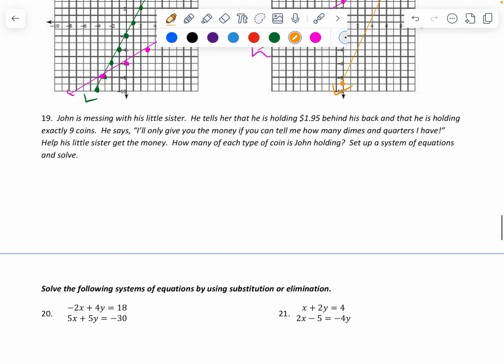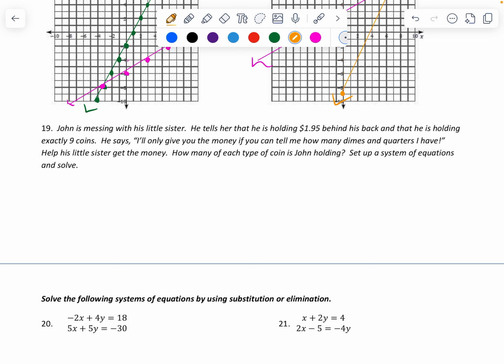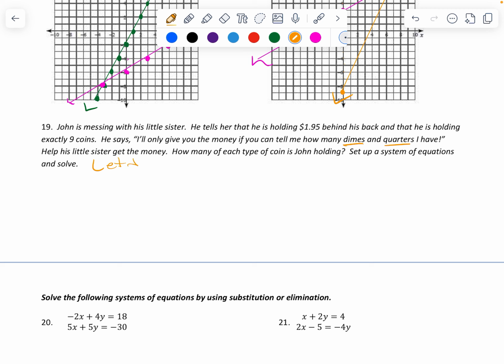John is messing with his little sister. He tells her that he is holding $1.95 behind his back, and he is holding exactly 9 coins. He says, "I'll give you the money if you tell me how many dimes and quarters I have." Help his little sister get the money. How many of each type? So we're looking for dimes and quarters. So I'm going to let D equal number of dimes and Q equal number of quarters.